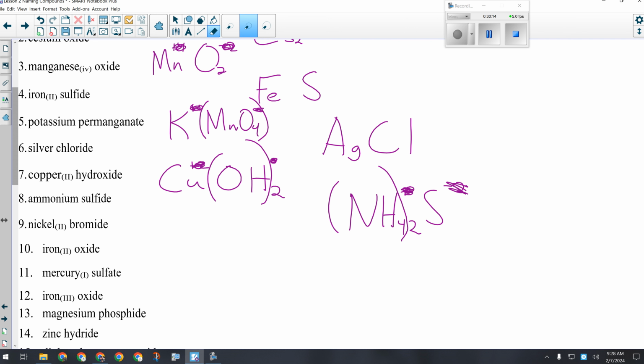Okay. All right, nickel 2 bromide. Nickel is Ni, and it's 2 plus, and it is with bromine, which is a -1. So when I drop and swap, the 1 is going to go here, and the 2 is going to go there, and I'm good. I don't need brackets because I don't have any polyatomic ions.